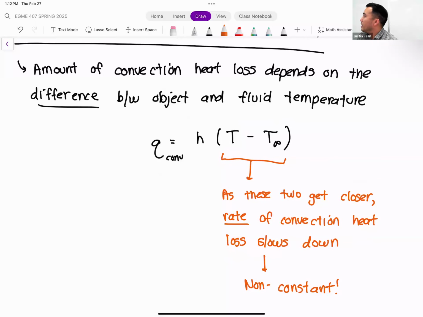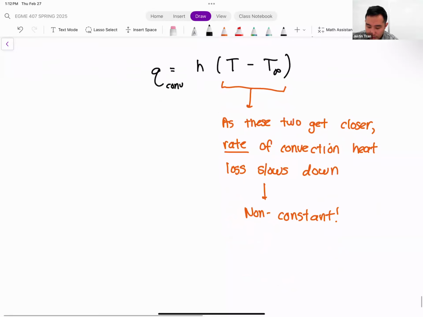Typically what happens, and we kind of discussed this, it was implied, we just didn't say it explicitly, is that initially, when you start an unsteady conduction problem with convection, you're going to have a huge burst of convection heat loss because the difference in temperature between the object and the fluid is very large. But then as time goes on, this will start to slow down. There's going to be less convection heat loss because the two temperatures are going to be equal to each other. And so let's see what happens when you don't have convection.